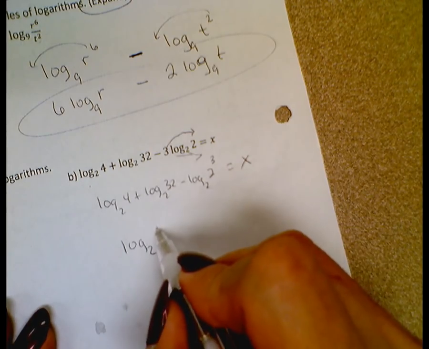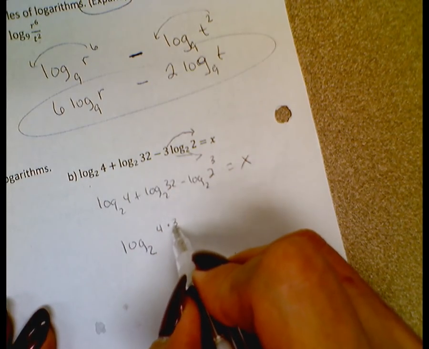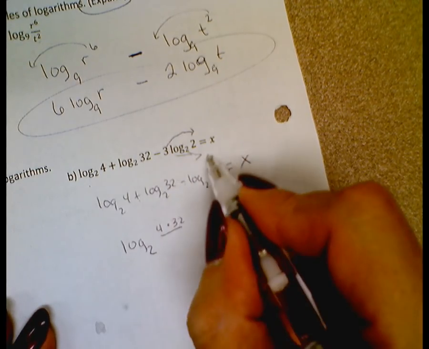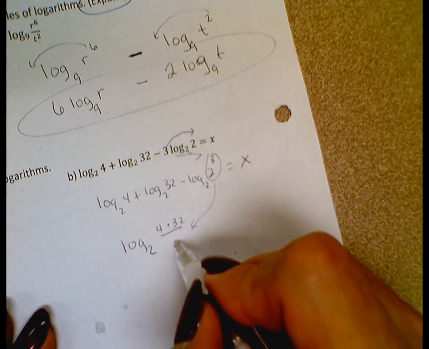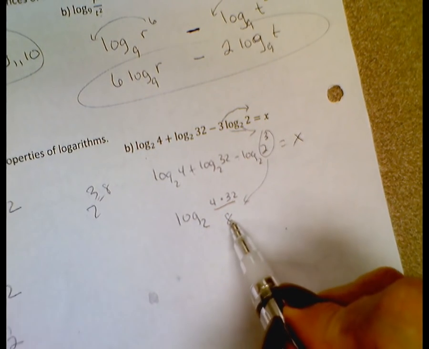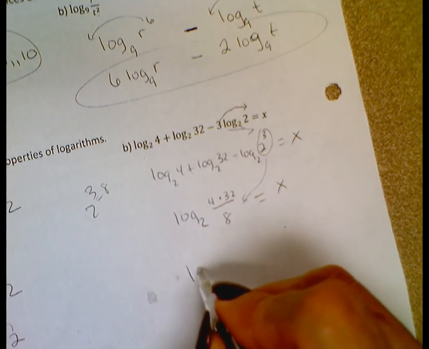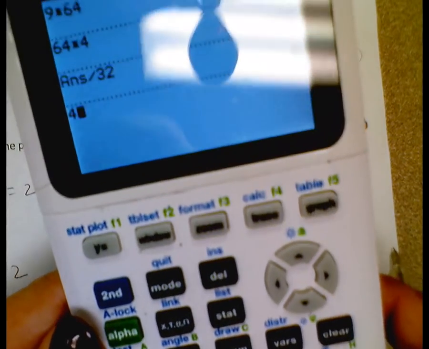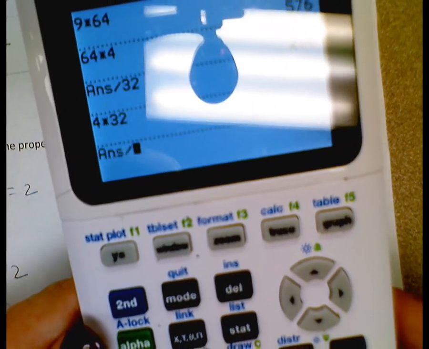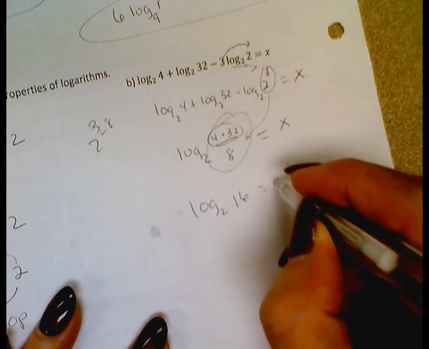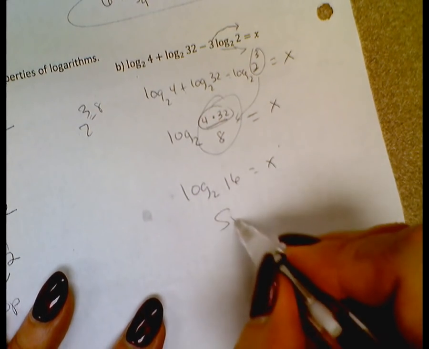Now I can go ahead and use my properties. So 4 goes in the top, 32 goes in the top because it's a positive out front, but because that's a minus, the 2 cubed goes in the bottom. And what is 2 cubed? 2 cubed is 8. So I'm going to replace 2 cubed with 8 in the bottom there. All this equals x. So 4 times 32, I'm going to simplify the fraction now. 4 times 32, divided by 8, is 16. So this whole thing here is 16. Now we're going to swoop.